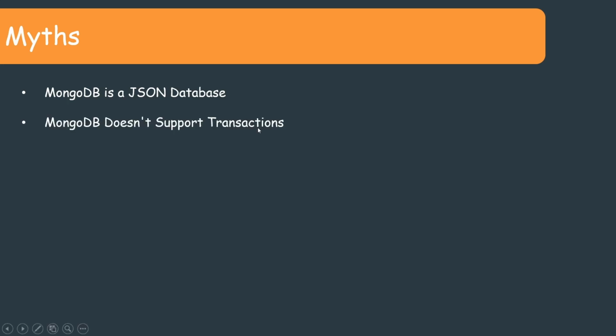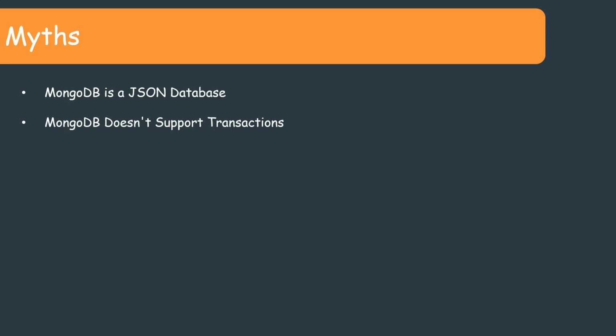Another popular myth is that MongoDB doesn't support transactions. Actually, MongoDB is an ACID database. It supports atomicity, consistency, isolation, and durability. Reads and writes to the primary node are guaranteed to be strongly consistent, and updates to multiple parts of an individual document have always been atomic. But since 4.0, MongoDB has supported transactions across multiple documents and collections.